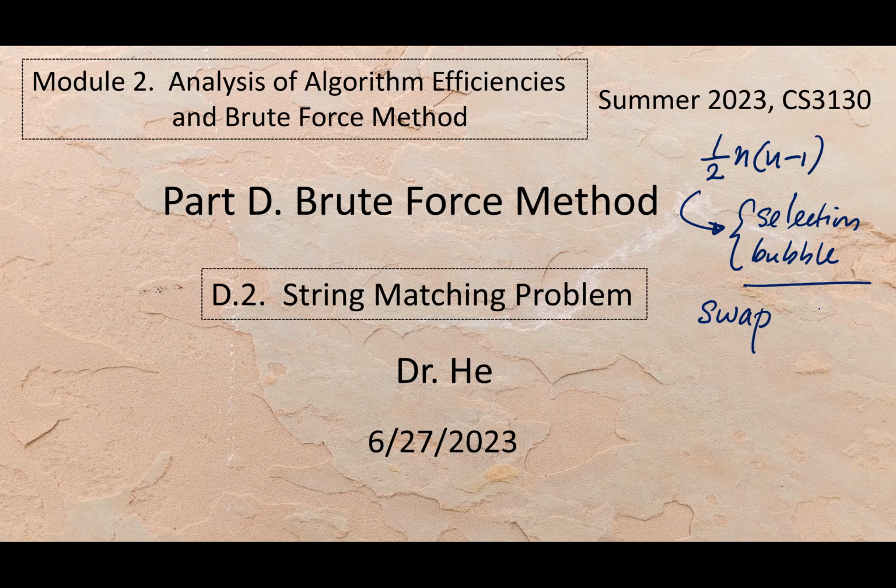But in bubble sort, in one scan, we do many swap operations. Usually, we do many swap operations. But in selection sort, we do at the most one swap operation. That's the difference. So the same number of comparisons, but for swap operations, selection sort is much less than bubble sort. All right.